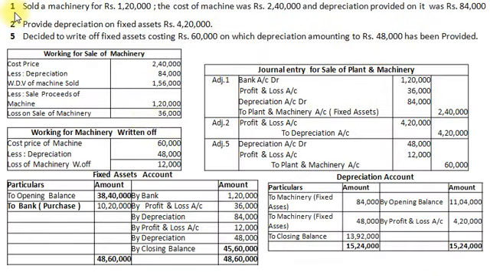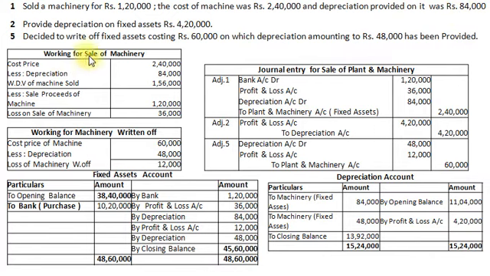First of all, we will solve adjustment number 1, 2 and 5, because all three of these adjustments have an effect on plant and machinery, that is the fixed assets account, and the depreciation account. Adjustment number 1: sold a machinery for rupees 1,20,000. The cost of the machine was rupees 2,40,000 and depreciation provided on it was rupees 84,000.